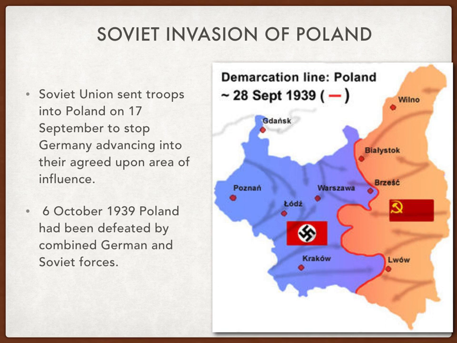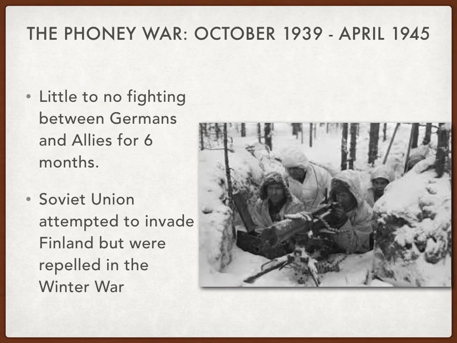Within 5 weeks, on the 6th of October 1939, Poland and its million-strong army had been defeated by combined German and Soviet forces. After this happened, many expected war to continue. However, there was no real fighting in Europe for 6 months, with the Germans and French forces facing each other across the border while they prepared for the next phase of war. There was some fighting between the Soviet Union and Finland, known as the Winter War, in which the Finns successfully repelled the Soviet army, and a peace agreement between both countries was signed in March of 1940. This time was known as the Phoney War.